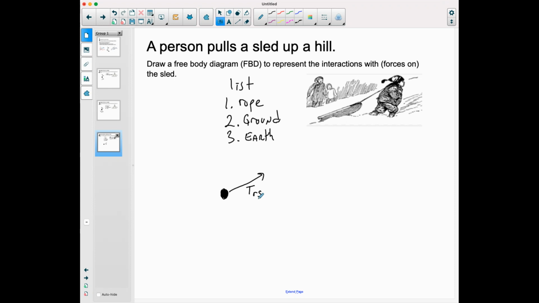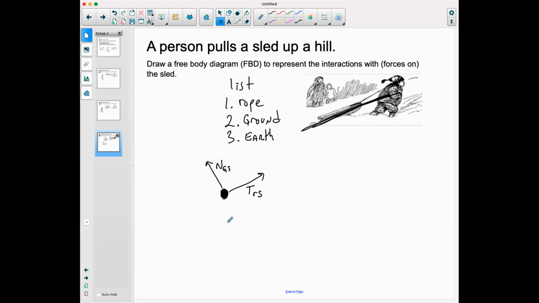All right, now we're going to do the interaction between the ground and the sled. Now the ground is at an angle like this, and the interaction between the surface, which is the ground, and the object acts perpendicular to the surface, and we call that a normal force. And so if I imagine the ground being here, the normal force will act perpendicular to the ground like that, and I'm going to label that normal force ground on sled.